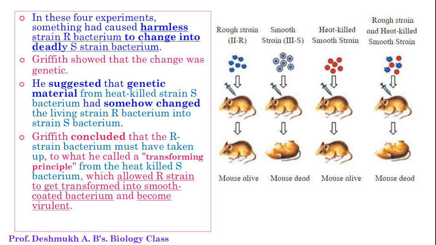Griffith's experiments showed that harmless R-strain bacteria could be transformed into deadly S-strain bacteria. He suggested that genetic material from the heat-killed S-strain had changed the living R-strain into S-strain. This led to the conclusion that a transforming principle from the S-strain was responsible for this change.